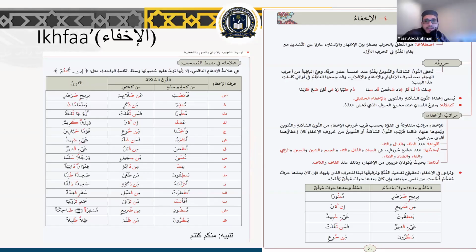And the famous example, which is the word kuntum, is famous because there's a dhamma before the noon, and it becomes very tricky to pronounce, to the point that many people make it sound like a waw, which is a common mistake. So it's not kun, don't overdo it, right? It's just natural. كنتم خير. كنتم, that's it. Don't keep pressing the dhamma on the kaf.